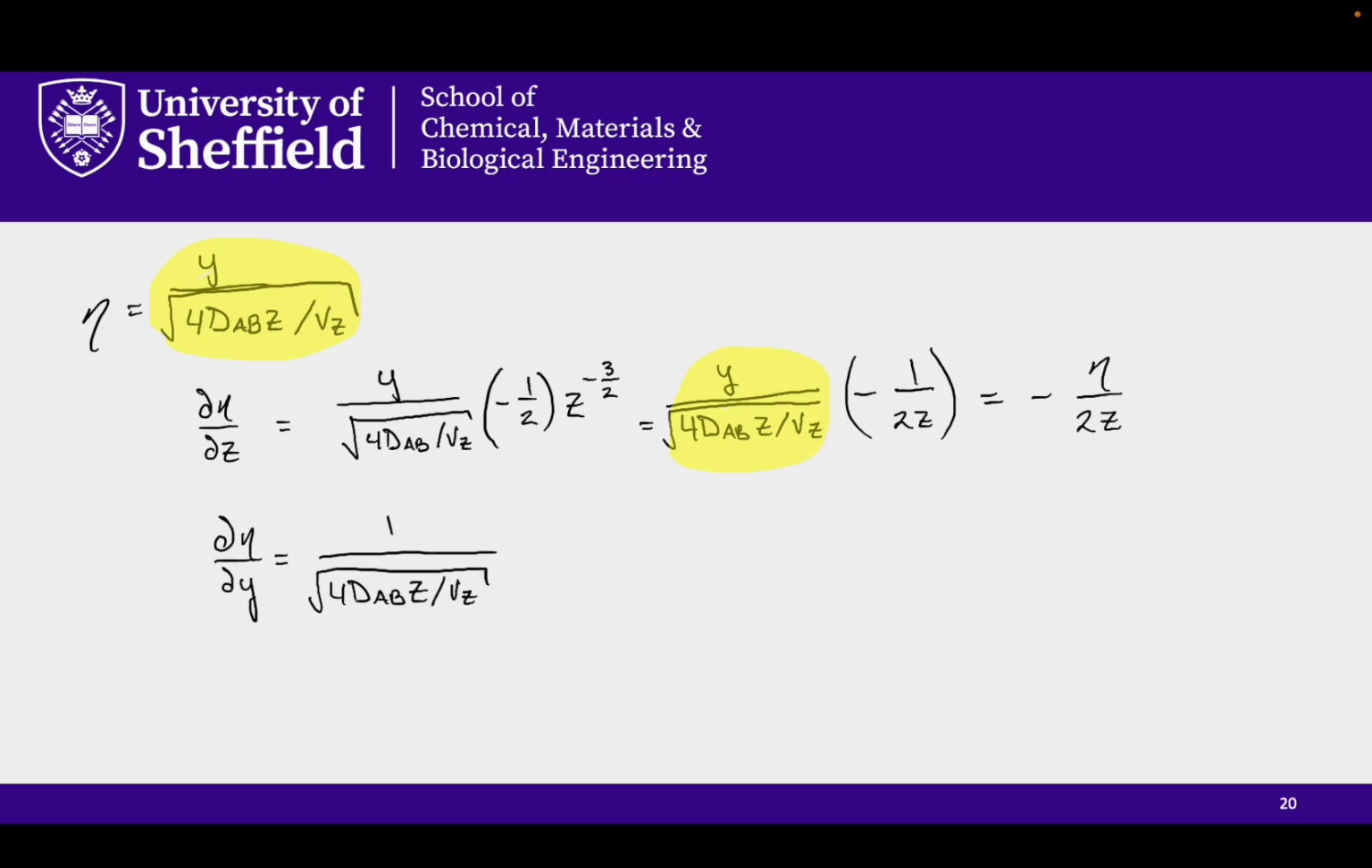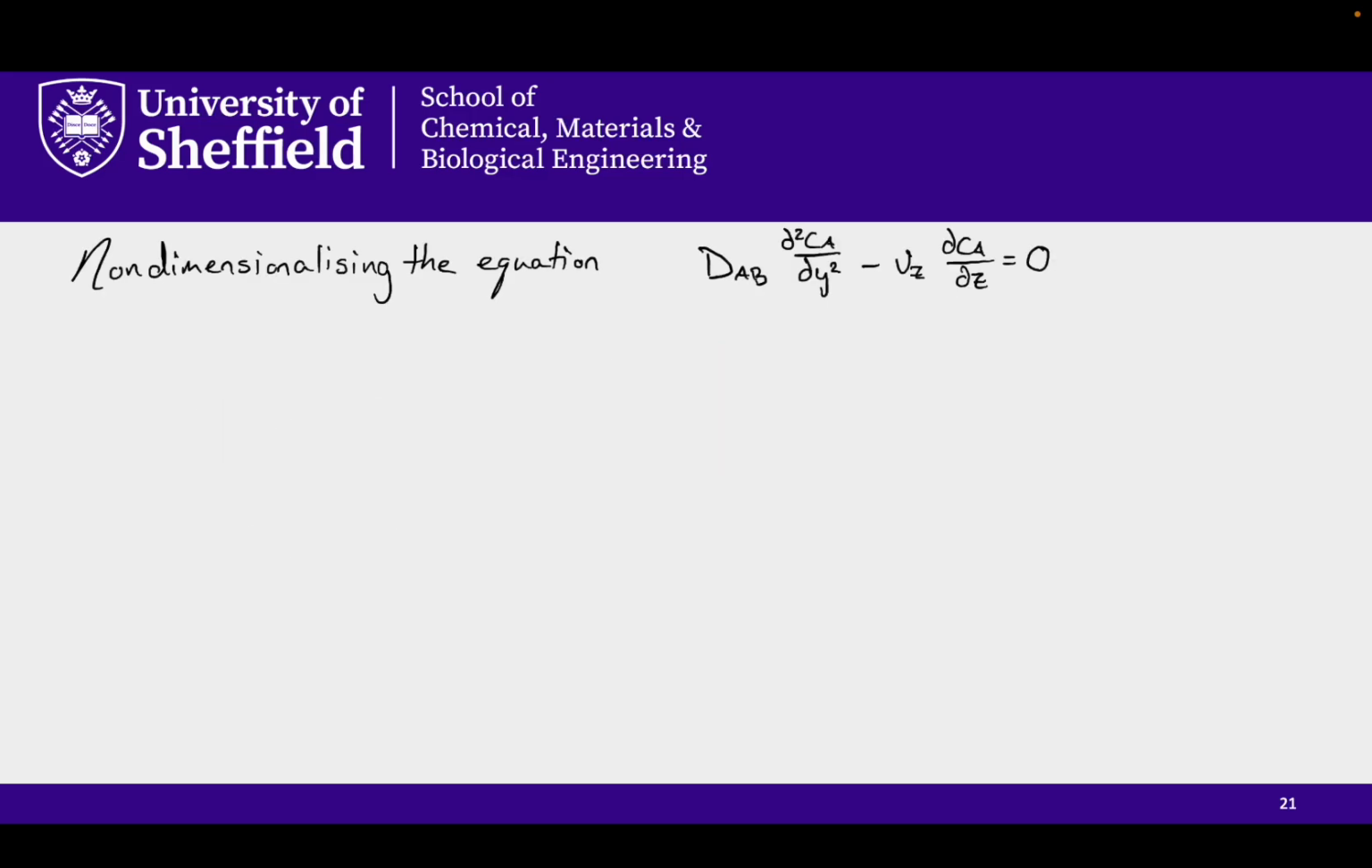The derivative of eta with respect to y is a lot more facile to calculate. The derivative of eta with respect to y is quite simply 1 over the radical for 4Dz over vz. So we've got our two definitions of the derivatives.